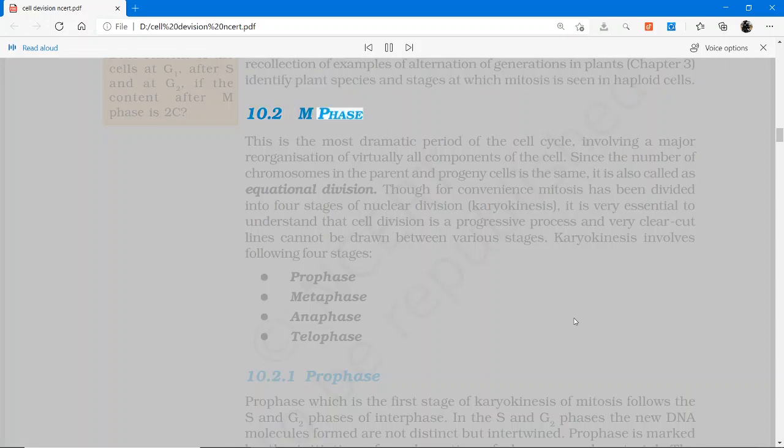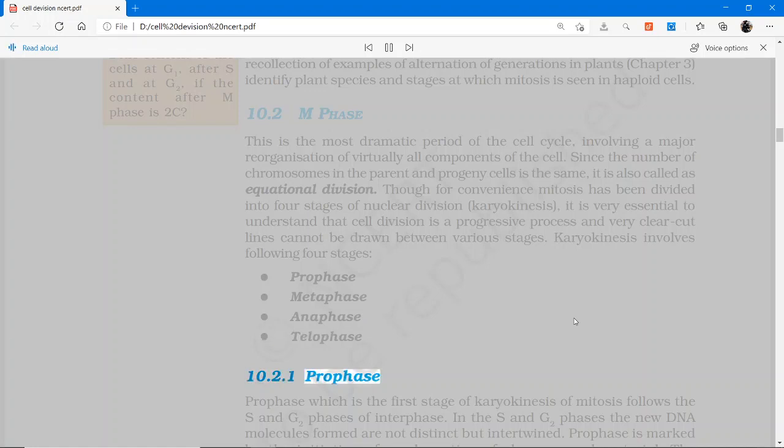10.2 M phase. This is the most dramatic period of the cell cycle, involving a major reorganization of virtually all components of the cell. Since the number of chromosomes in the parent and progeny cells is the same, it is also called equational division. Though for convenience mitosis has been divided into 4 stages of nuclear division, karyokinesis, it is very essential to understand that cell division is a progressive process and very clear-cut lines cannot be drawn between various stages. Karyokinesis involves following 4 stages: Prophase, Metaphase, Anaphase, Telophase.